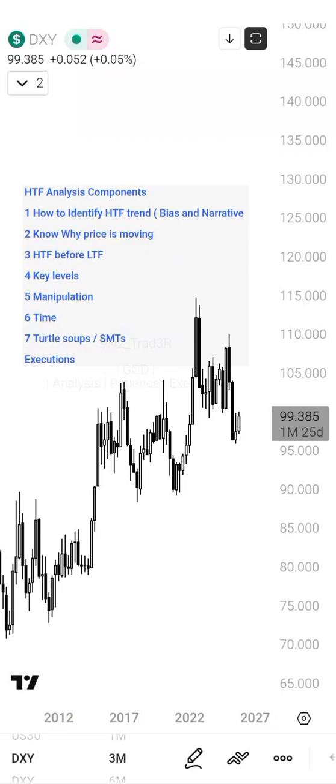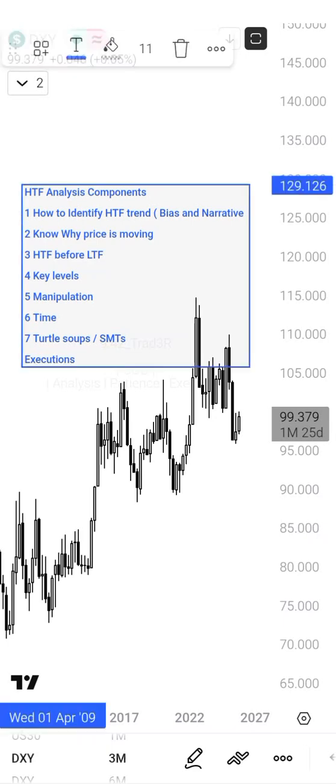Alright, guys, welcome back to episode 2 of our series, the higher time frame components. In this video, we're going to be talking about number 2 on our list, know why price is moving. So with that said, what we have here is the DXY 3-month chart. Let's dive deep into the topic of today, which is know why price is moving.